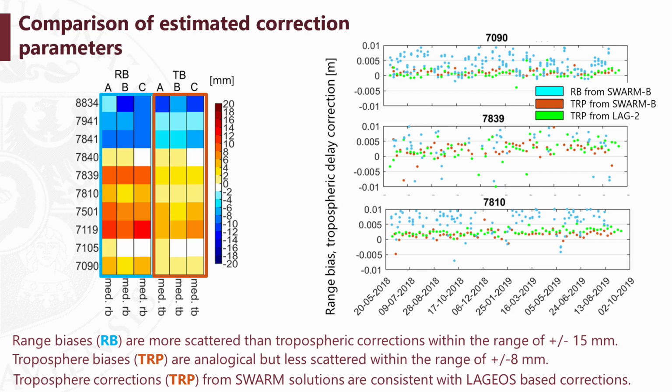Also, on the right side, we can see the comparison of estimated solutions, so the range biases and tropospheric biases from Swarm, compared to the same estimates from the LAGEOS solution. The range biases, when compared to the tropospheric biases, are more scattered, within the range of plus minus 15 millimeters, or for some stations the values are even lower. The tropospheric biases are analogous, but less scattered. Here we have a range of about plus minus 8 millimeters, and the tropospheric corrections are consistent with the LAGEOS-based estimates, which can be seen in the right-hand side plots.